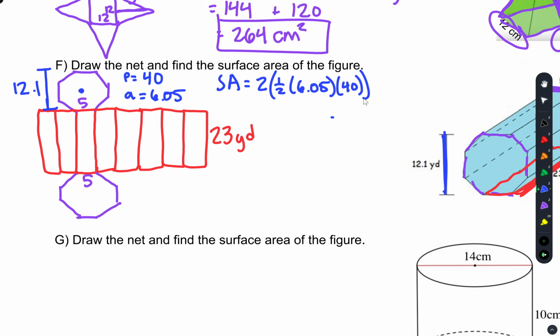And then I need to add on all of these little rectangles. I could do 8 times whatever one rectangle is, or I could figure this out as one big rectangle. This is one big rectangle. The height is 23. If I add up all of these little pieces, the width of this rectangle is 40.